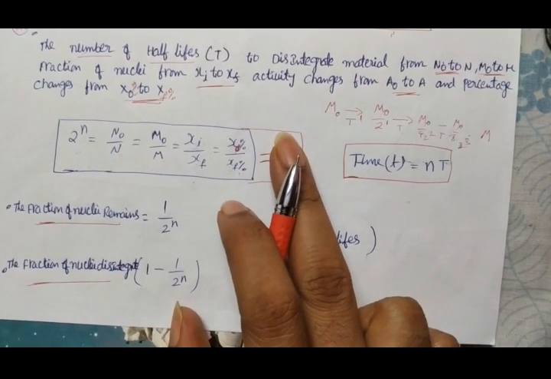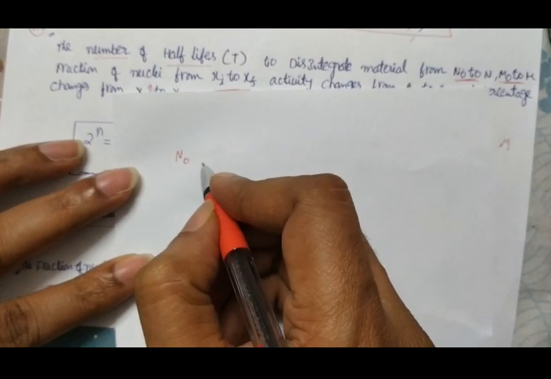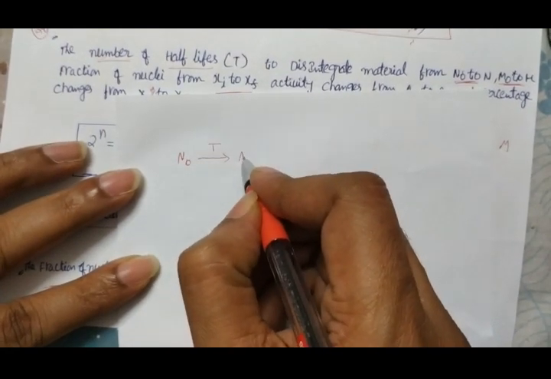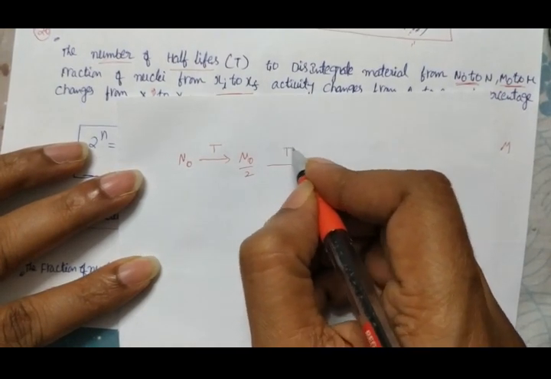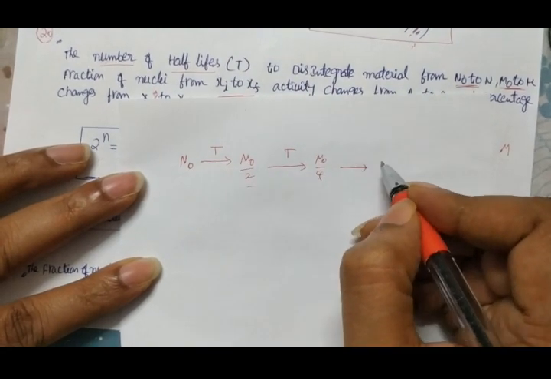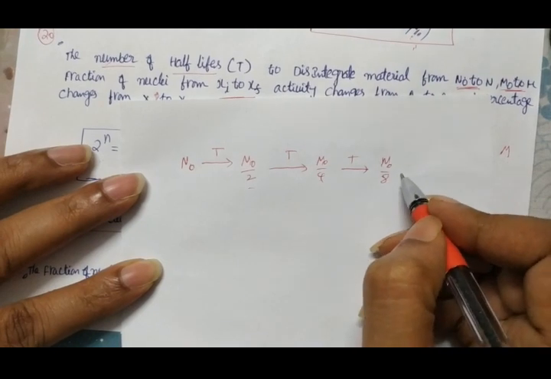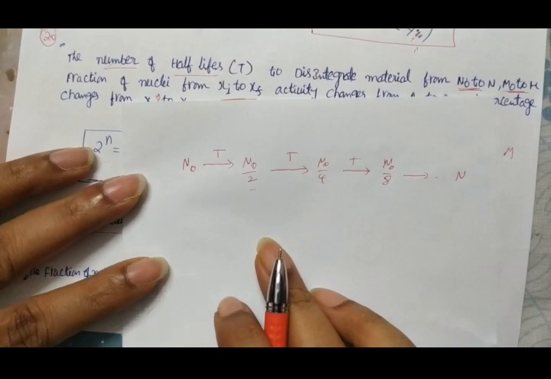For that, we'll see, suppose initially N0 number of nuclei are there. Within one half-life, what happened? The number of nuclei becomes N0 by 2. Another half-life means N0 by 4, half of this. Another half-life means N0 by 8. Like that, finally it becomes some value N.